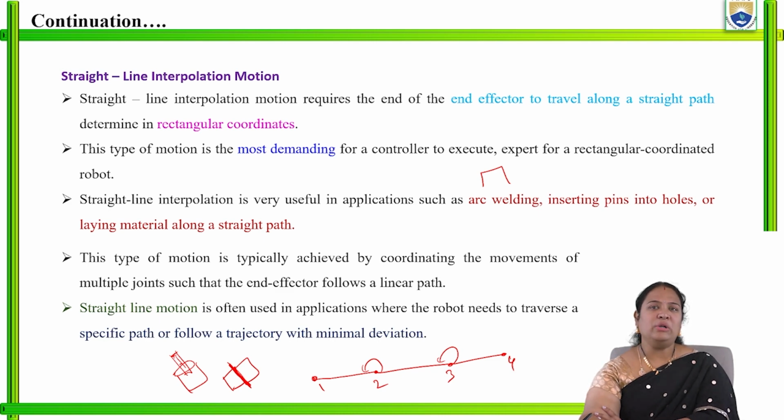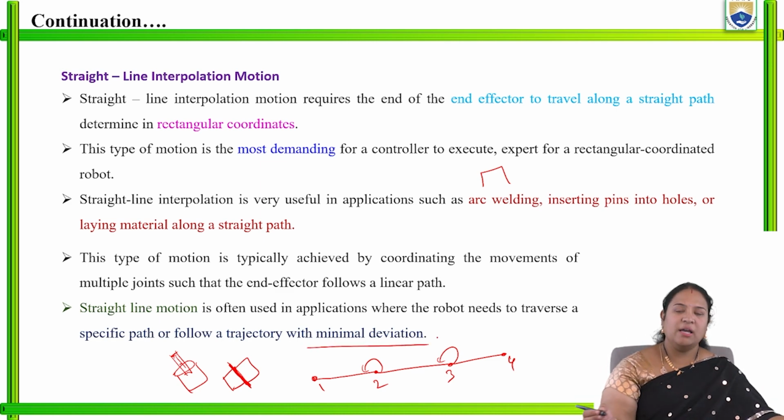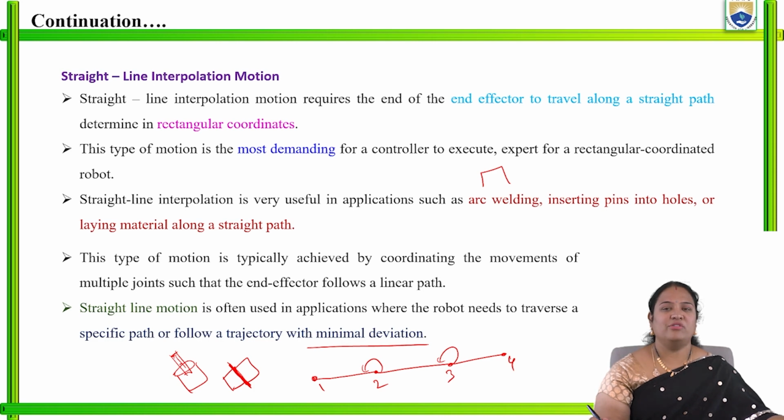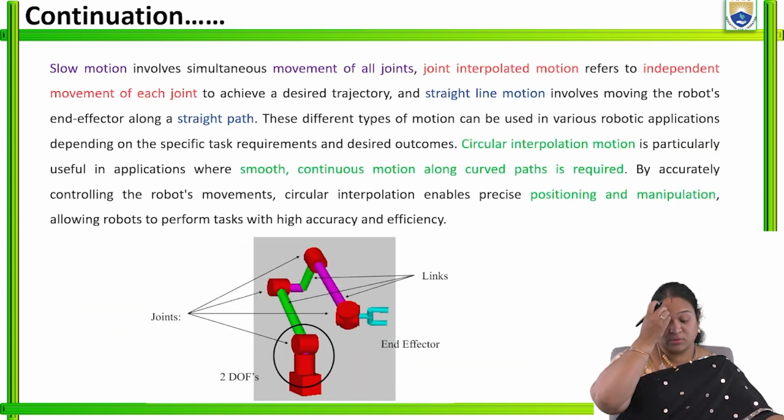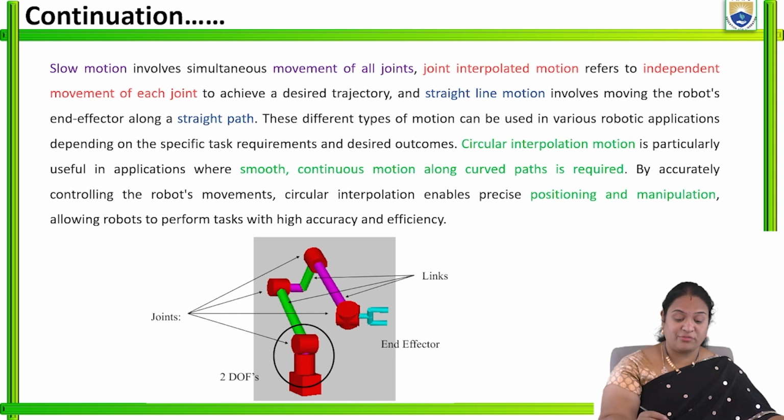And not only that, it is often used in applications where the robot needs to travel a straight path or follow a trajectory with minimum deviation. To travel from one point to the other point, the specified path will have a minimal deviation. So this is about the straight interpolation motion, how the robot's manipulator will be traveling from one end to the other end. See here, this is the figure of the robot where we have different joints.